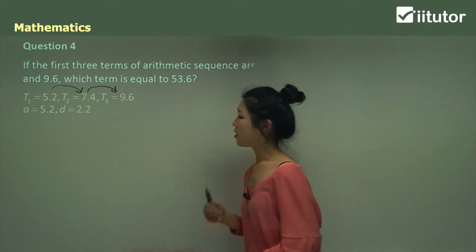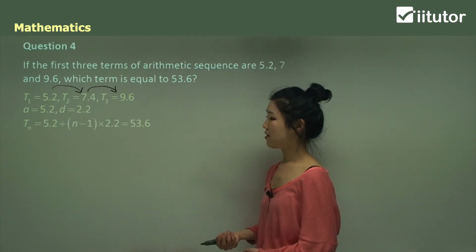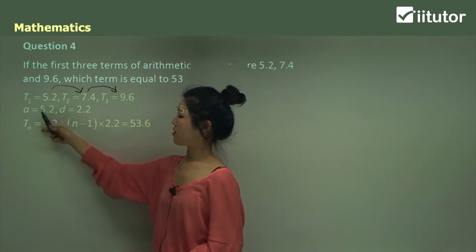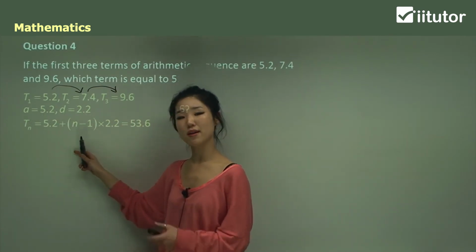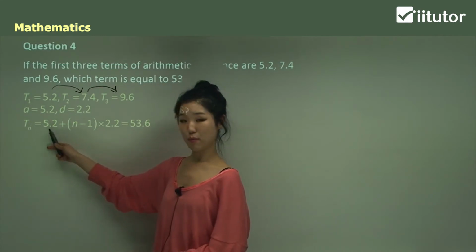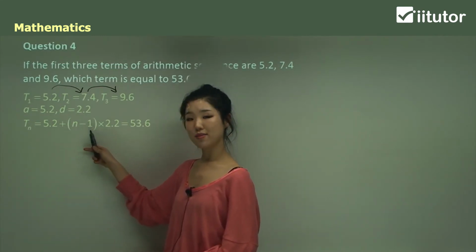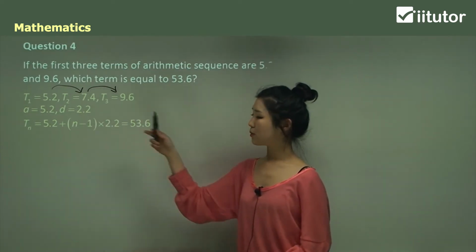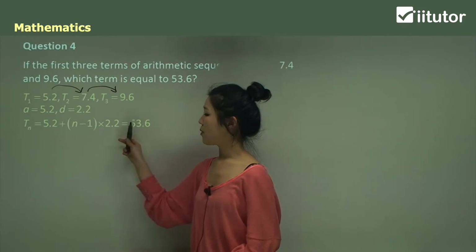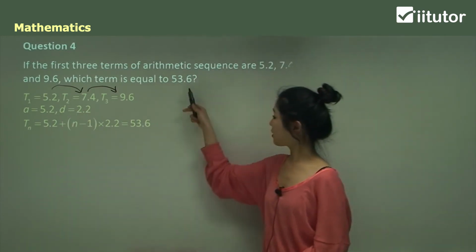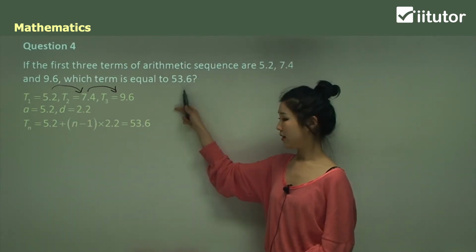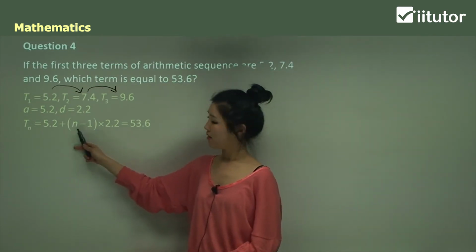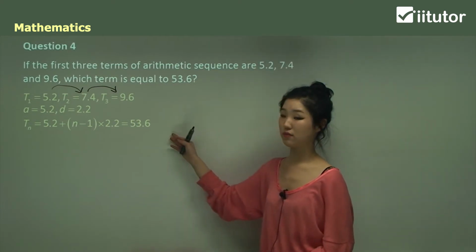So I've got A, I've got D. So what I'm going to do now is find an equation. Look, 5.2, which is the first term. Okay, remember how it's A plus N minus 1 D? That's A, so 5.2 plus N minus 1 D. D is 2.2, so I put that there. And what is this equal to? We want to find N when this whole term is equal to 53.6, isn't it? That's why I put 53.6 there. So all we need to do now is solve for N.